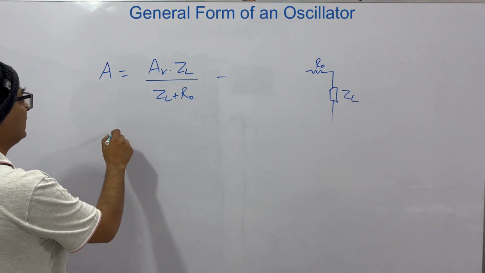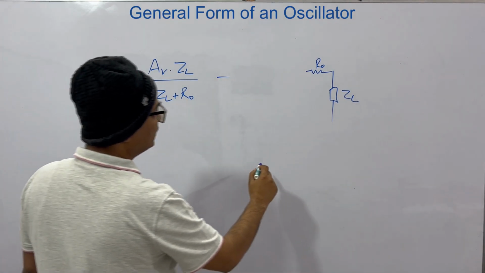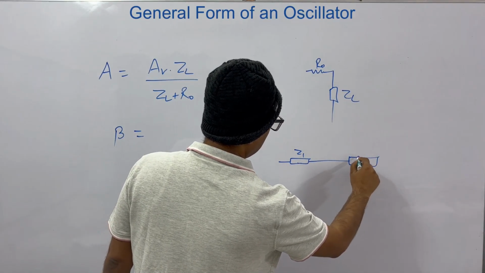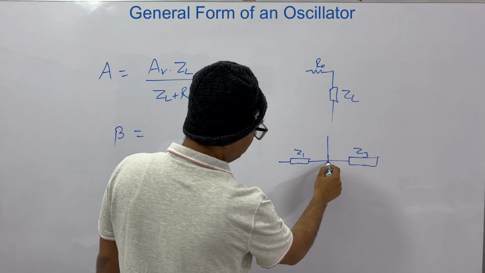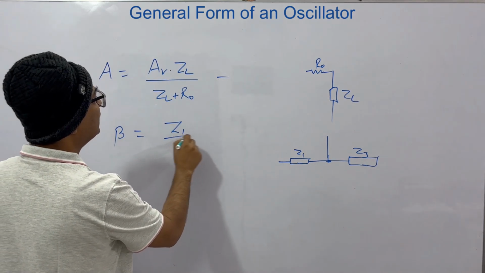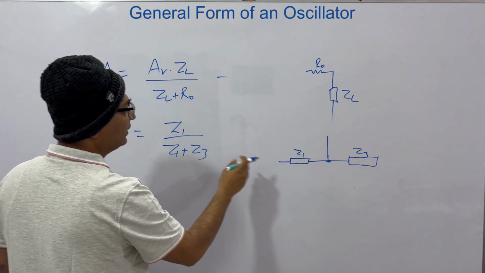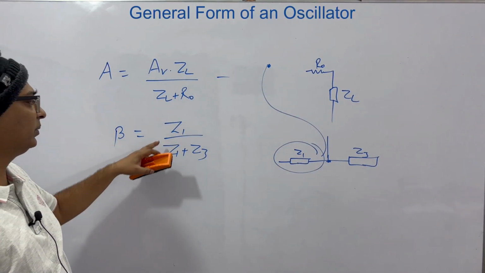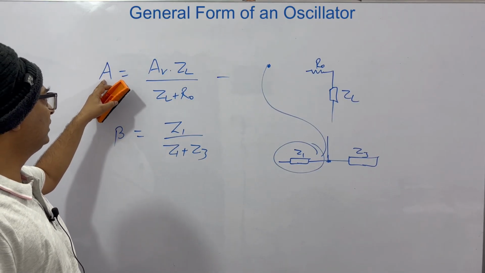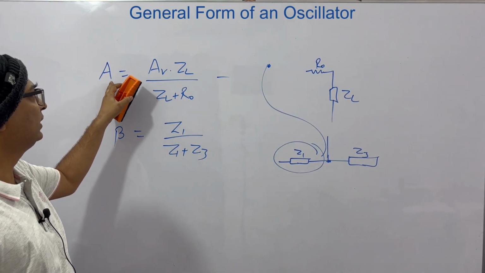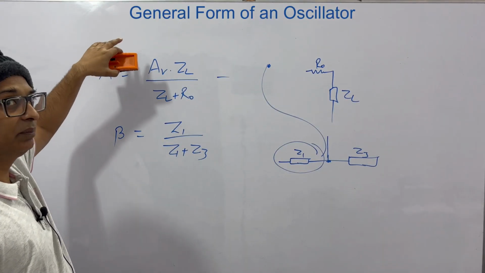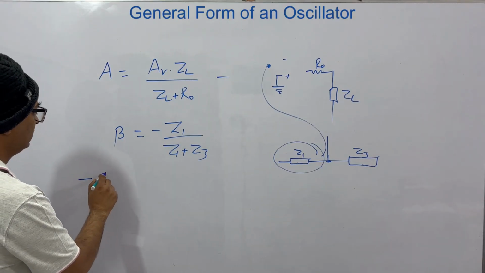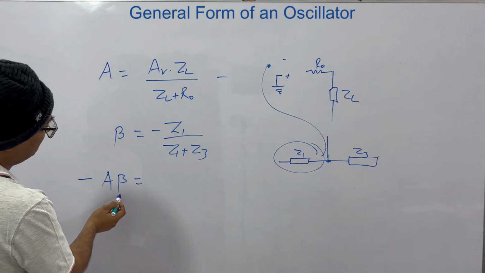And the feedback factor that we had, this was Z1 and this was Z3, and we were taking from here. So this is actually equal to Z1 by Z1 plus Z3. This portion was actually being sent to the input point. So beta is Z1 by Z1 plus Z3, and our gain without feedback is this thing. AV is the voltage gain of the amplifier, ZL by ZL plus RO. So if you put this, we have to get this equal to 1.